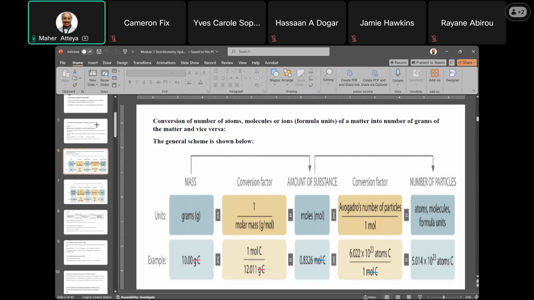You will be given the mass and you will be asked to get the number of particles, whether the number of atoms or molecules or ions, formula units. And this goes this way here. So there are two steps here. We are going from the mass to the number of particles. So the mass is always a small amount.